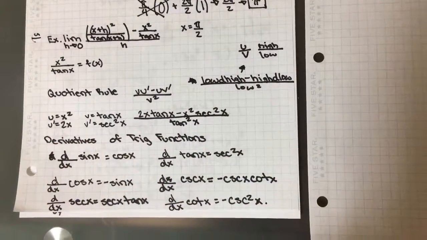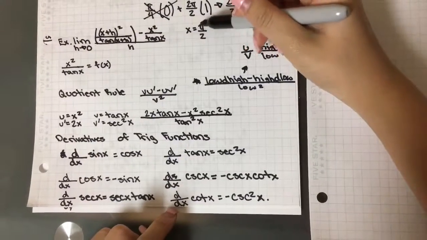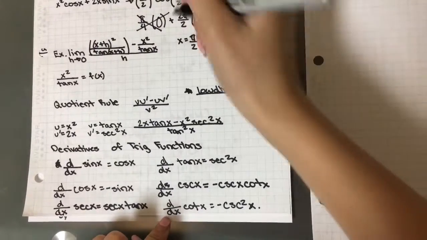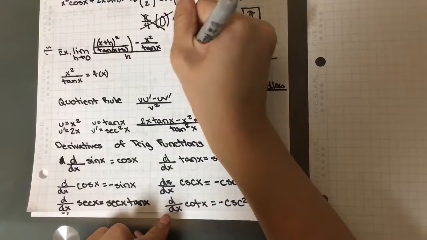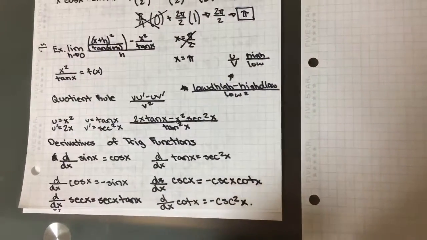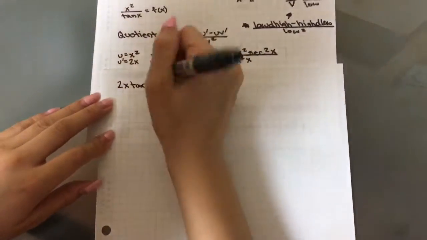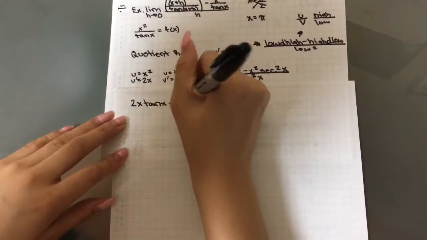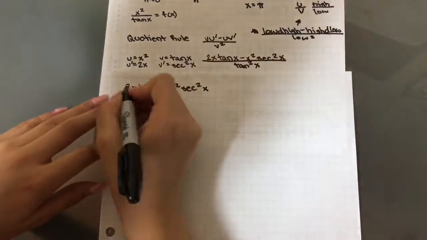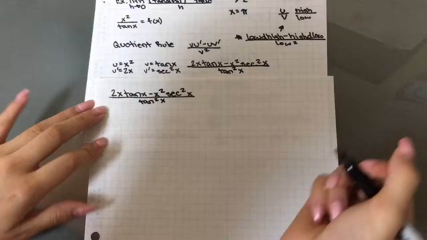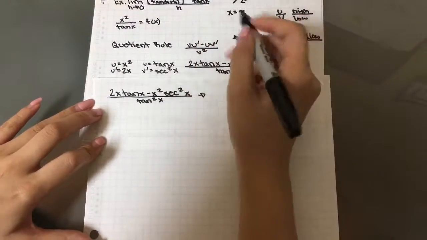Okay, upon further thought, x equals pi over 2: when you plug that into tangent, that would make it undefined. So instead, we are going to use x equal to pi. Our derivative is 2x tangent of x minus x squared secant squared of x, all over tangent squared of x. And now you would plug in your pi.